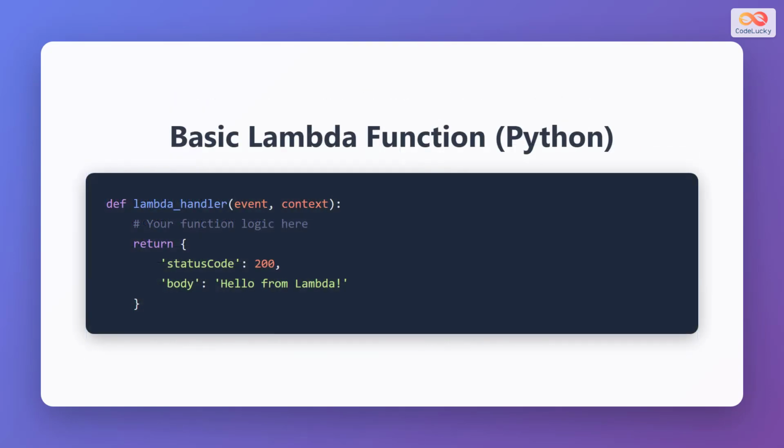Here's a basic Lambda function written in Python. Every Lambda function has a handler function, which serves as the entry point. In Python, this is typically called lambda_handler. The handler accepts 2 parameters, event and context. Inside the function, you write your business logic. The function then returns a response, usually as a dictionary. In this example, we're returning a status code of 200 and a simple message saying hello from Lambda. This structure is the foundation of every Lambda function you'll create.